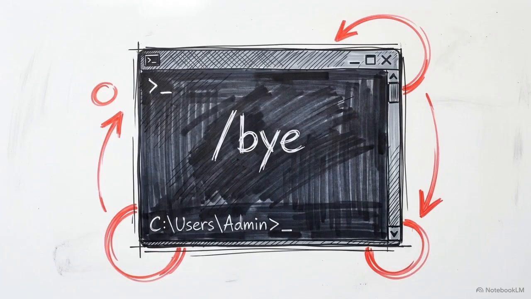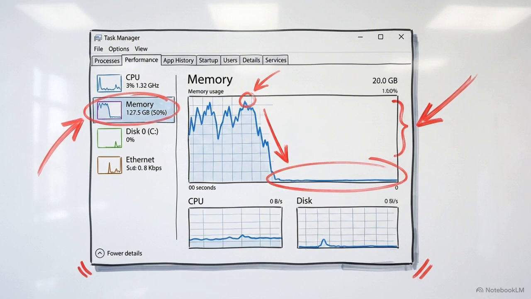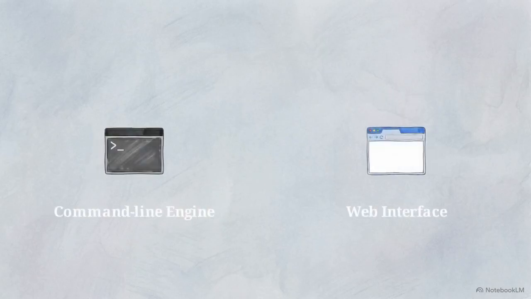Now type /bye and hit enter to properly terminate the chat session. Closing this terminal session is an absolute necessity. It releases the system RAM holding the terminal chat, leaving enough memory available to launch our graphical interface in the next phase. Step 2 is wiring that command line engine to a web interface.